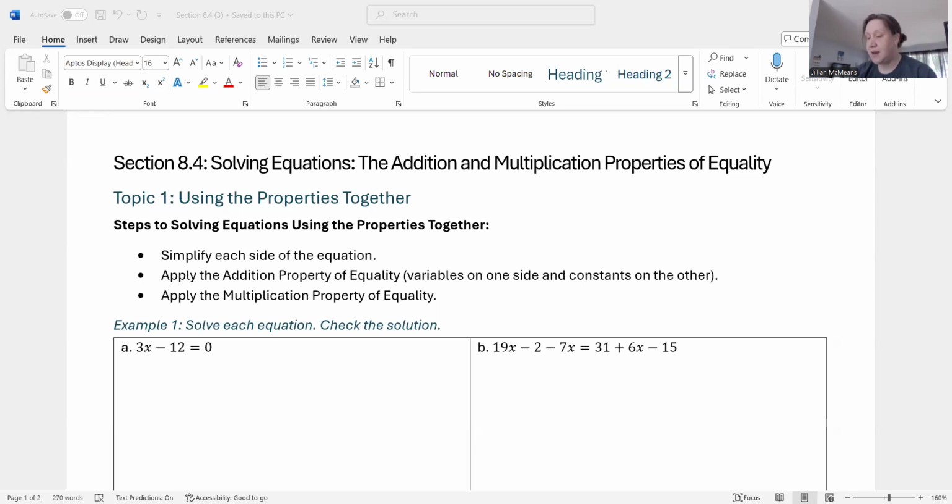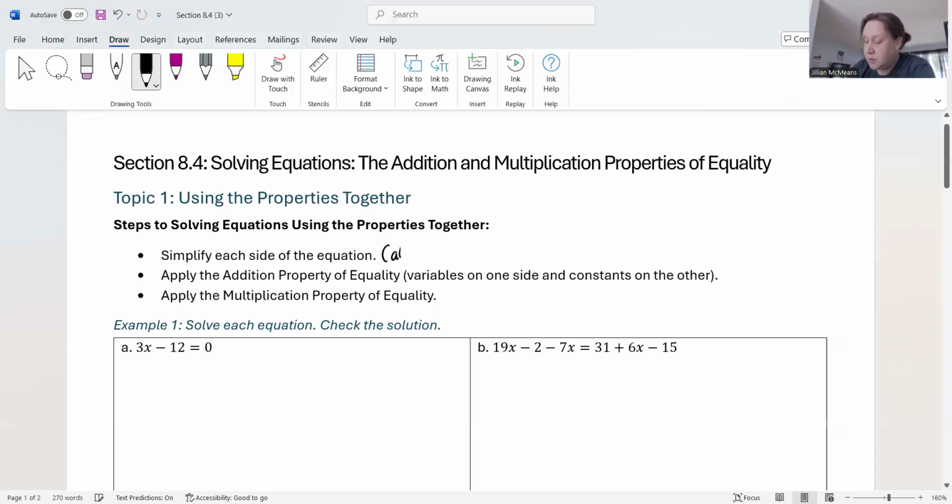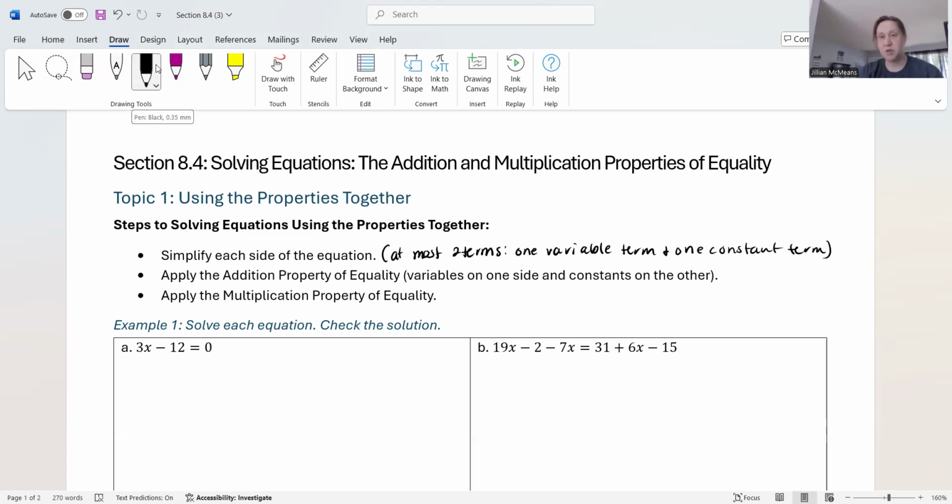What we mean by that is you want at most two terms: one variable term, one constant term. When we simplify, we're just trying to get it down to the most manageable state possible. So you want to combine all like terms on the left and then separately combine all like terms on the right. We want at most two terms on each side before we start adding and multiplying.